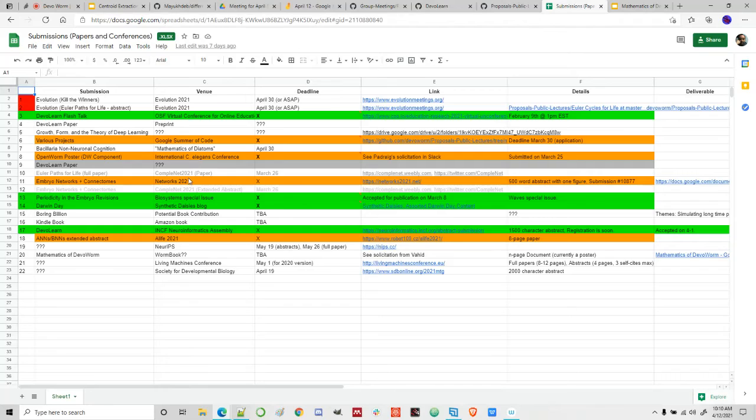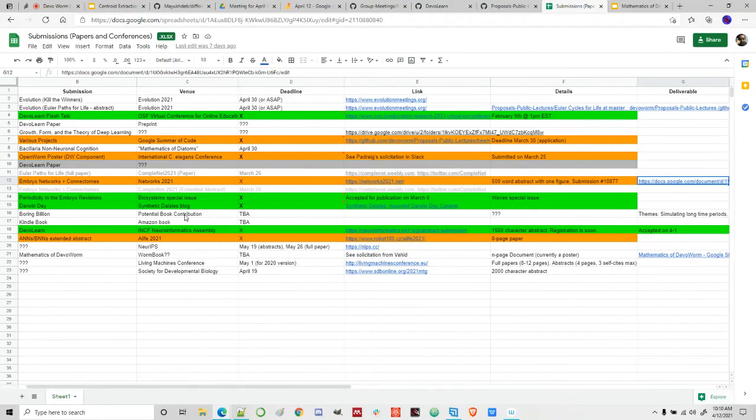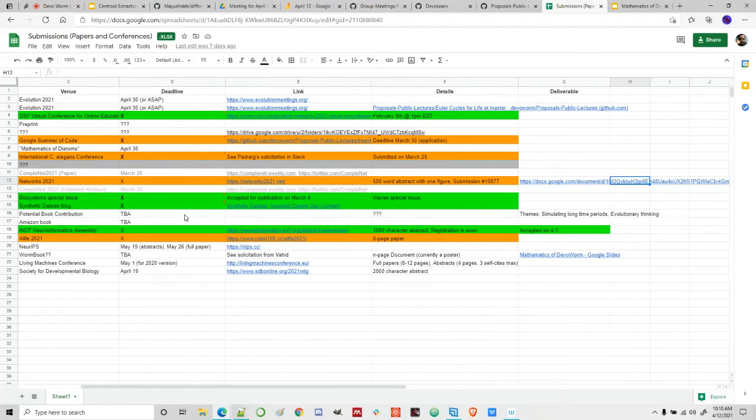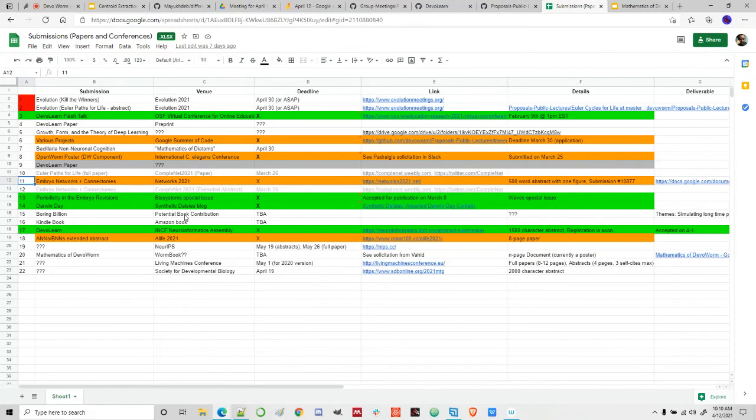One big update on this is that for Networks 2021, this abstract has been accepted. So this is going to be a presentation at Networks 2021. This is on embryo networks plus connectomes, and we can talk more about this later as it is being developed. If you're interested in collaborating on this Networks abstract, and I think this is the abstract link here, let me know and we can work on the presentation. You can get mentioned in the presentation. So I think that's it for that. I just want to mention that.